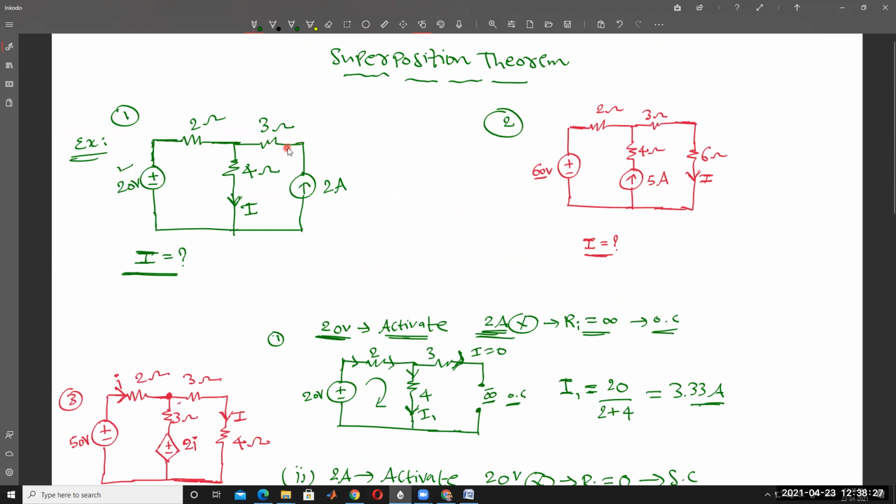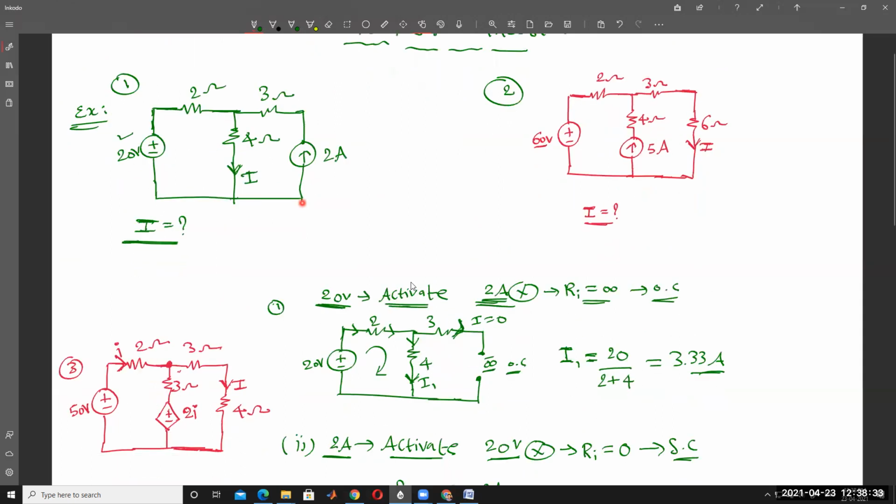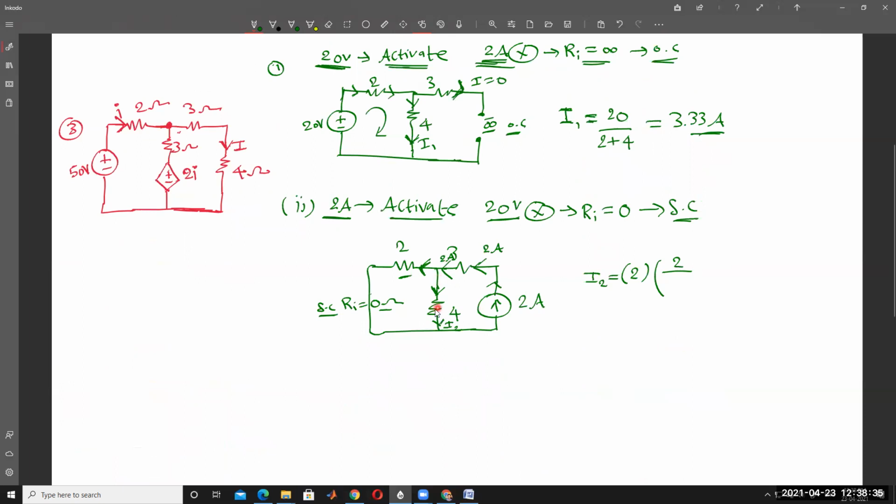Here entering 2 amps and leaving also 2 amps. But here at the junction, current is dividing like this and dividing like this. So what is the total current? Here, what is the current I2? This current is nothing but the total current times the opposite resistor.